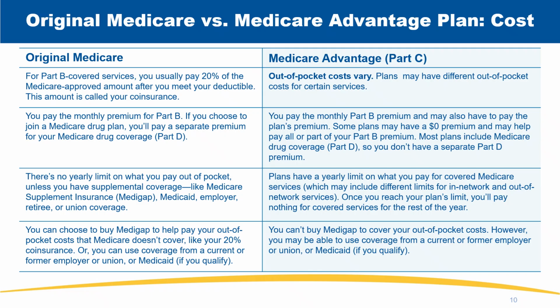The difference is the 80-20 breakdown. It is not on most plans. It's the 80-20: 80% Medicare pays, and you pay 20%. Part C may cover more than 80% or less than 80%. It depends on the plan.